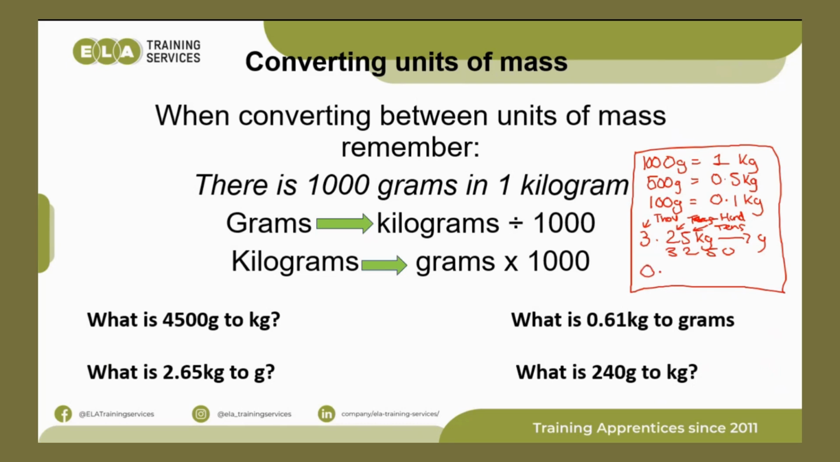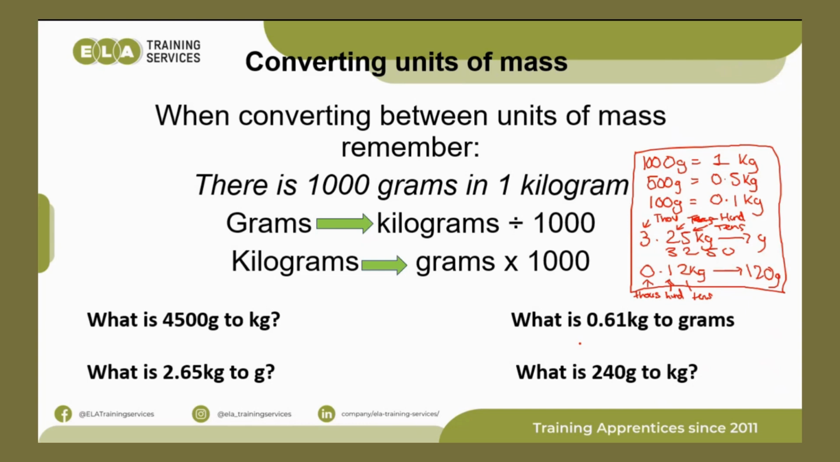Then say you've got 0.12. This is going to be your thousands. That's going to be your hundreds. And that's going to be your tens. Now we have no thousands, so we just have 100 and 2 tens. So we've got 120 grams. That's a nice simple way of looking at it.